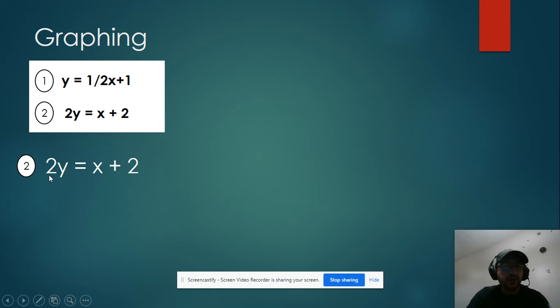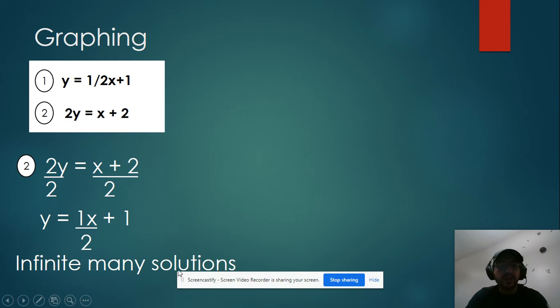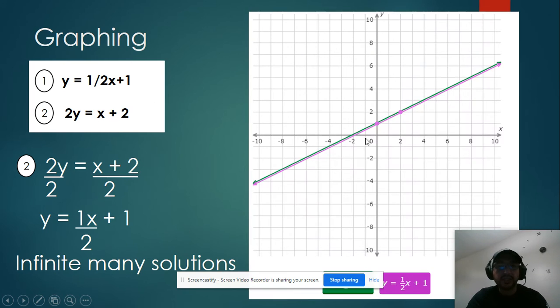We need to solve for y, so we need to divide both sides by 2, and then I'm going to have y equals 1 half x plus 1. And as we can see, at the end I have the same equation as equation number 1. If I have the same equation at the end, there will be infinitely many solutions. If we graph both, obviously they will be the same line. That means this system of equations will have infinitely many solutions.